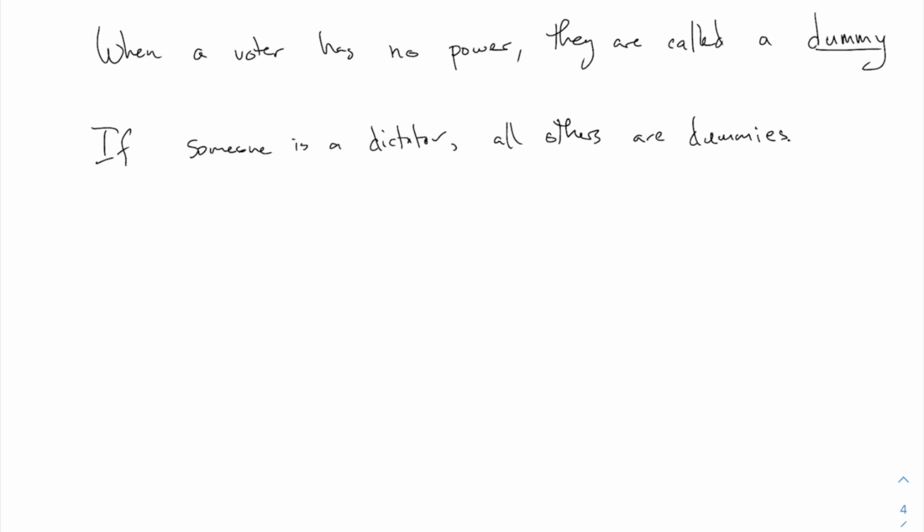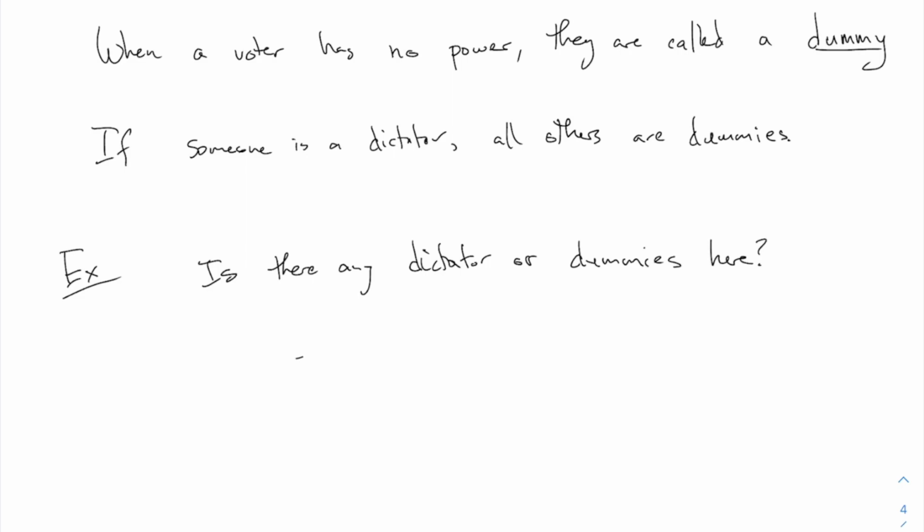But if there's no dictator, then it can be more difficult to tell who's a dummy and who's not a dummy. Here's an example. This would be a simple homework question. Is there any dictator or dummies here? Let's say 10. Oops. The quota is 10, and then my voters go 5, 4, 1, 1. Is there any dictator or dummies?